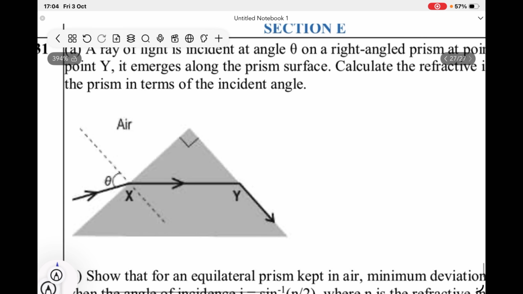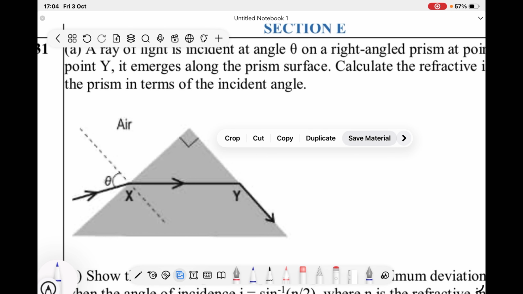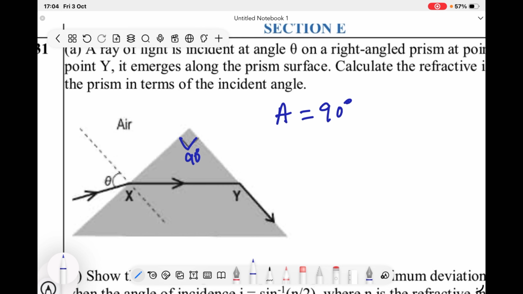So in the figure, it is a right angled prism. So this angle is 90 degree. It is to be noted as A equals 90 degree. And you see this ray is falling at this face of the prism and it is not able to go out. It is grazing along the surface. It means it is falling at the critical angle. So this is the normal and this is the critical angle. If it falls at an angle more than the critical angle, then it will be reflected inside, which is not happening right now. Right now it is falling at critical angle.